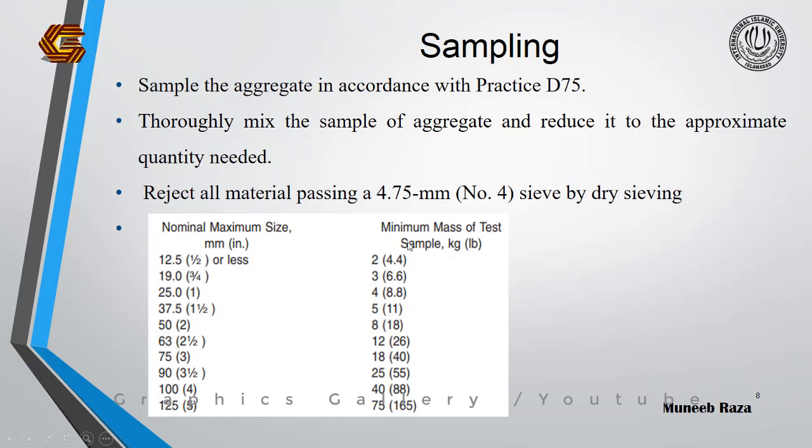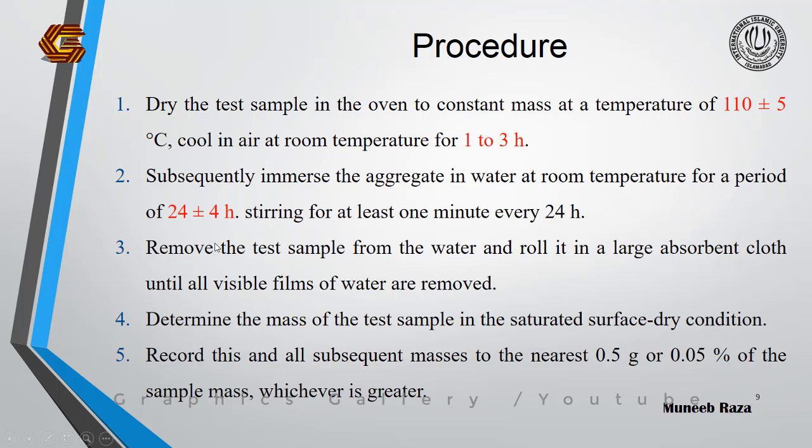And what does the table show here? Minimum mass of the test sample. Here if we take a 2 kg sample, then the size of the aggregate should not be less than ½ inch. Okay, and if we take a 3 kg sample, then the aggregate size should not be smaller than 19 mm. Here is the 3/4 inch, here 1 is half inch. Okay, this is mentioned here. Okay, let's move on.